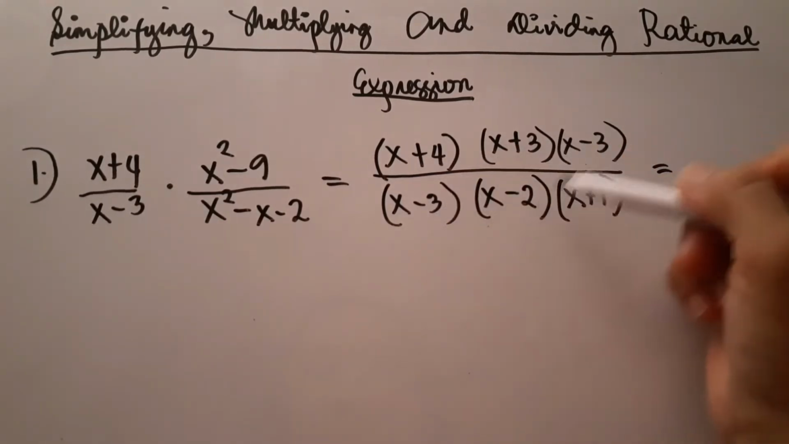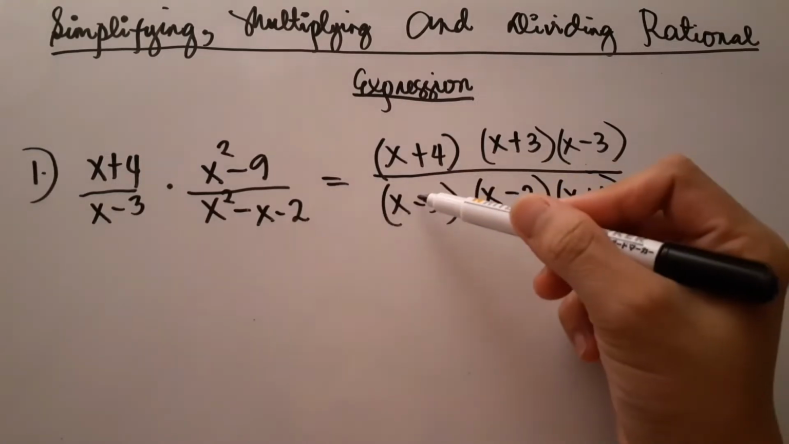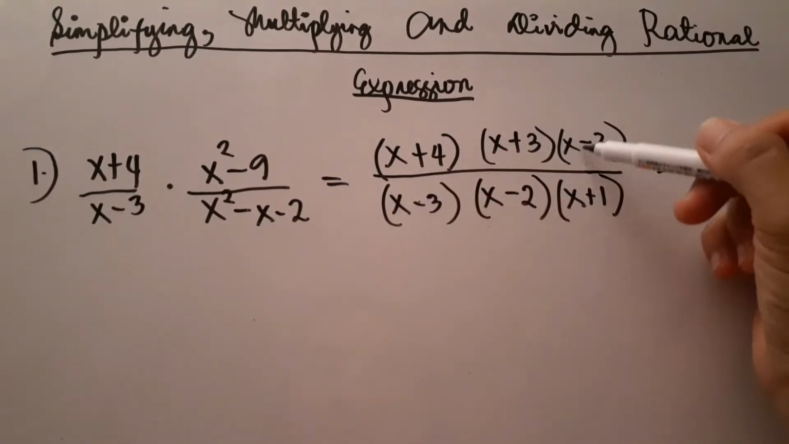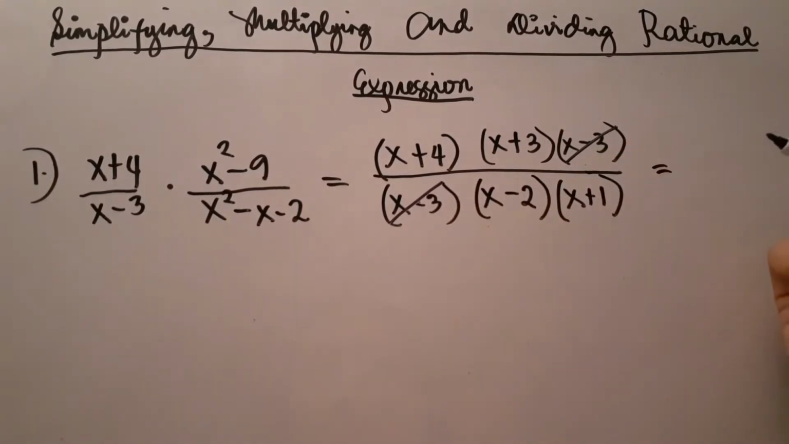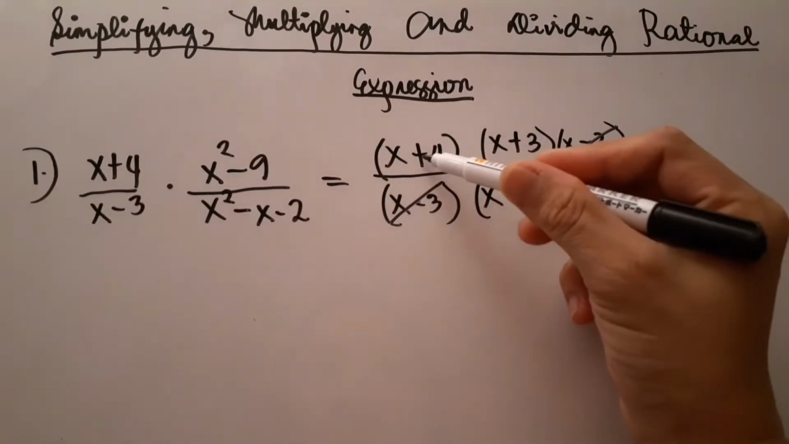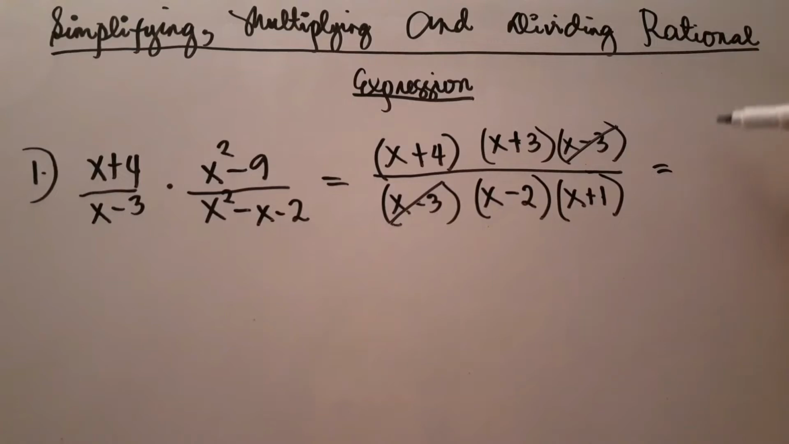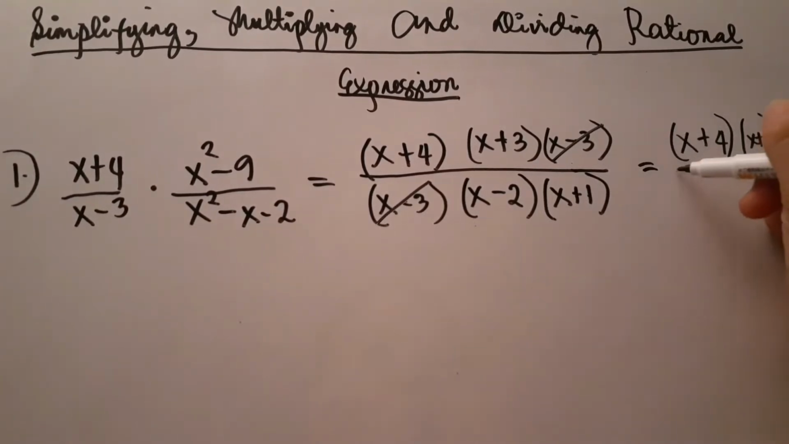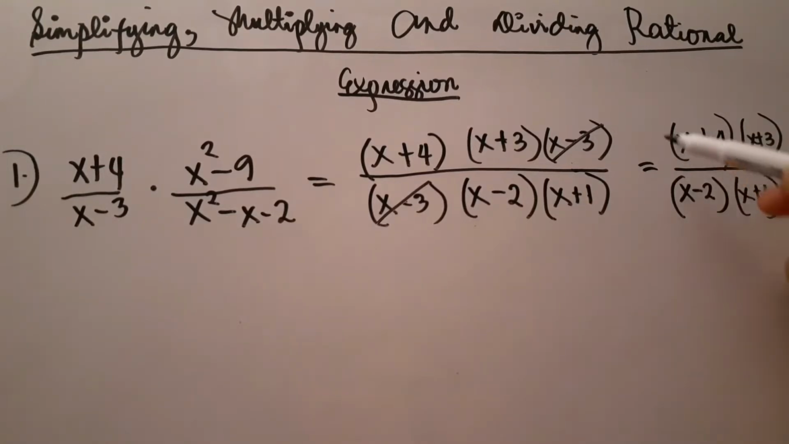We have the common factor of x negative 3, so cancel out this one, and the remaining has no common denominator, so we can copy this, and this is the answer: x positive 4, quantity of x positive 3, over x negative 2, x positive 1, and this is our answer.